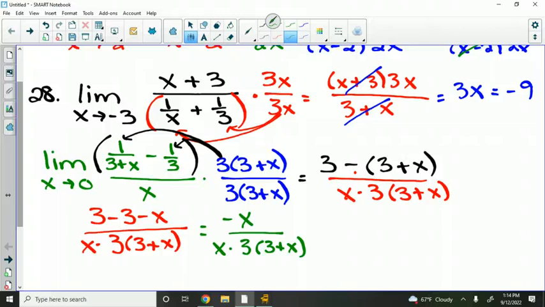Right, and so then technically what we can just do then is leave that as a negative 1 on the top, cancel those x's out, get 3 times 3 plus x.